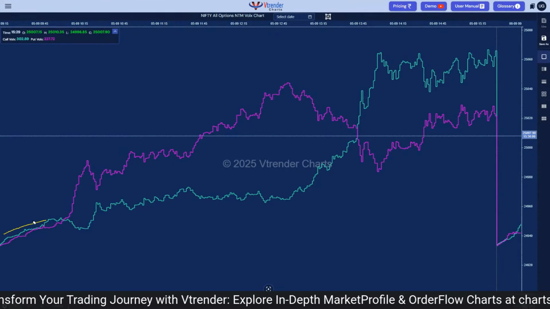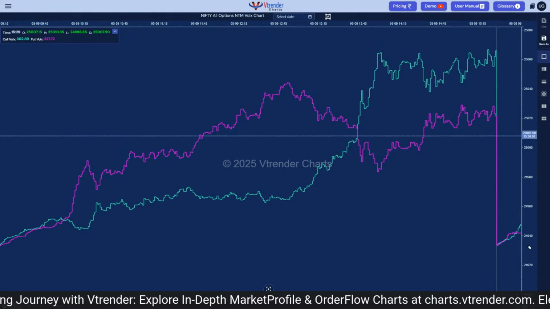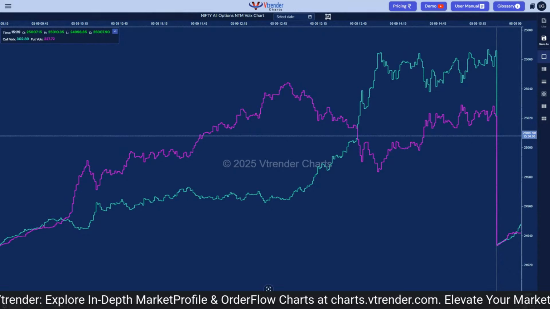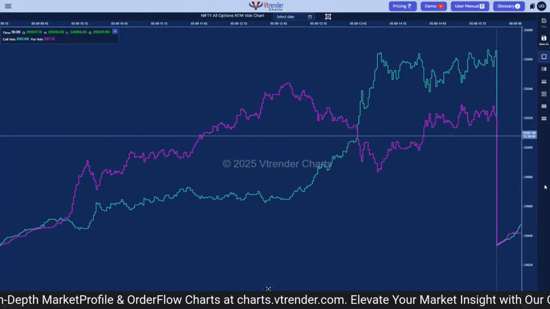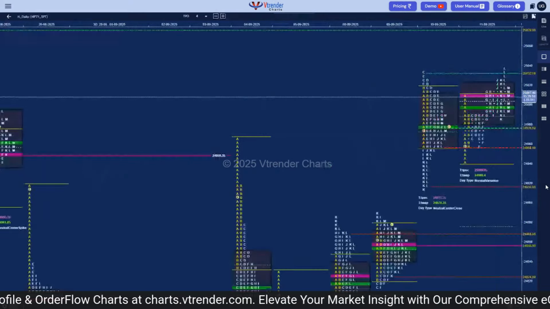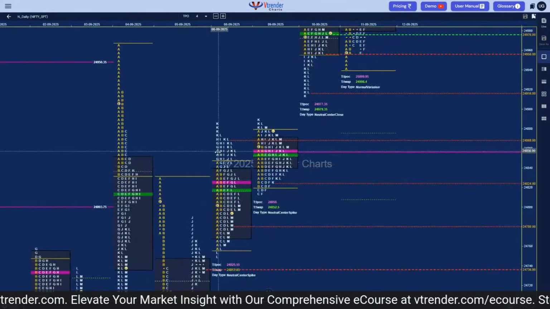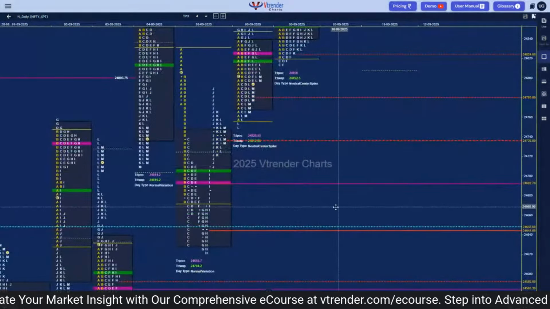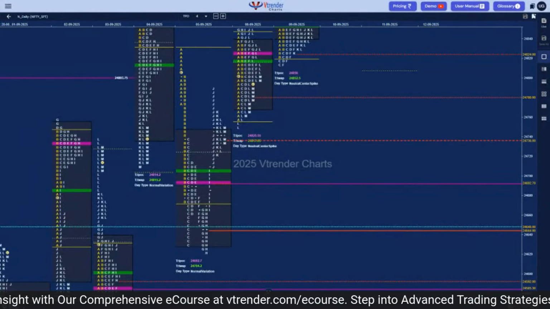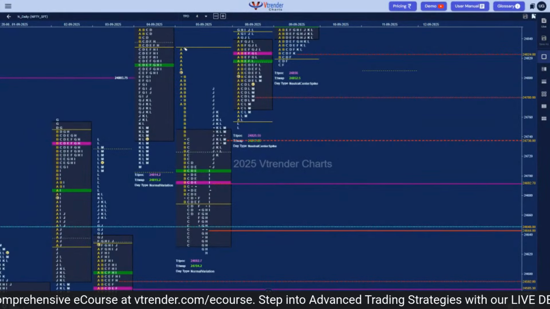In fact, you can have the two window mode and see both of them side by side. I'll do that after we finish this analysis. So this is the 5th of September, the day which we were analyzing.